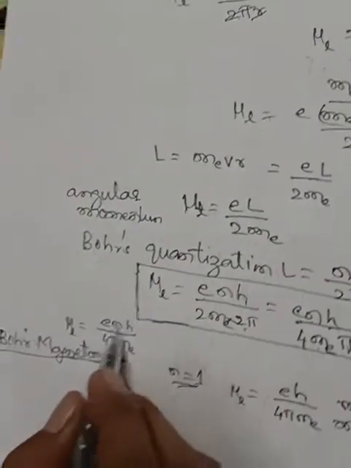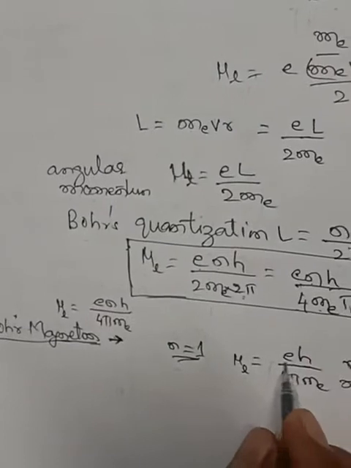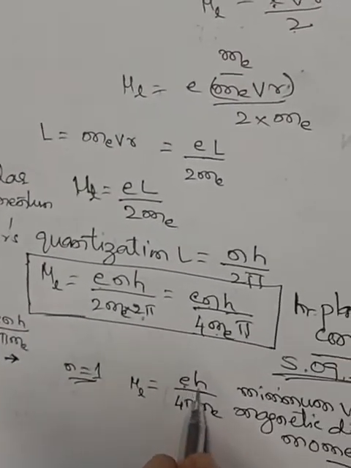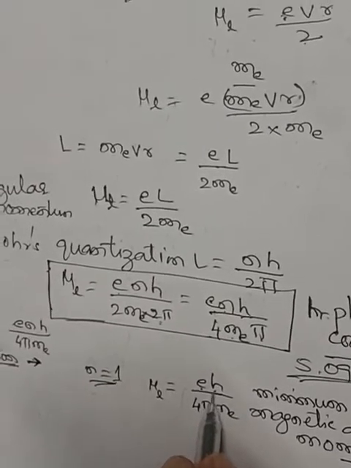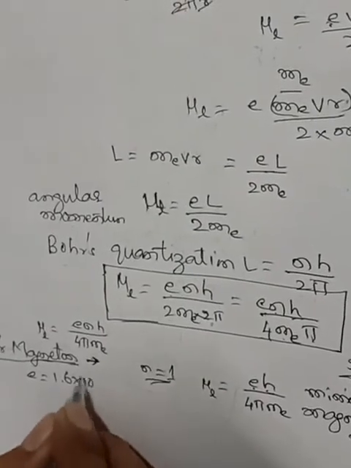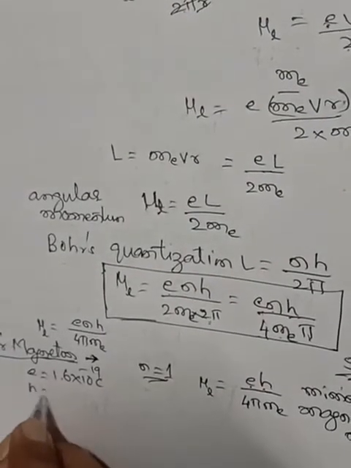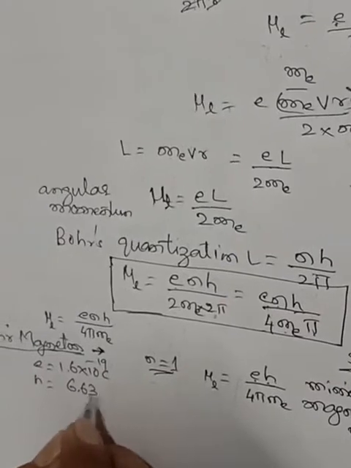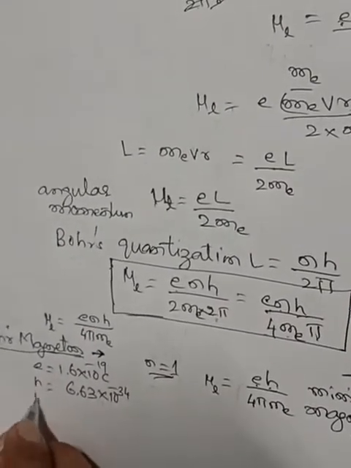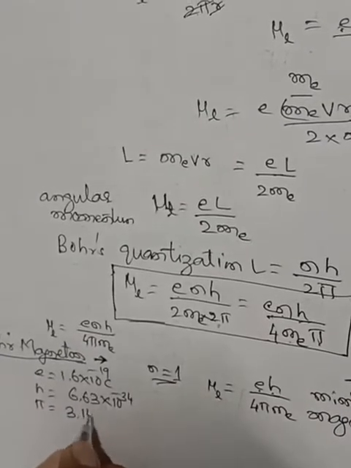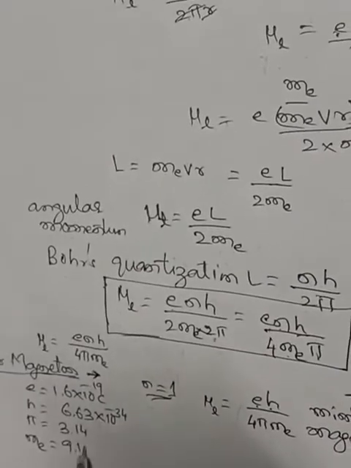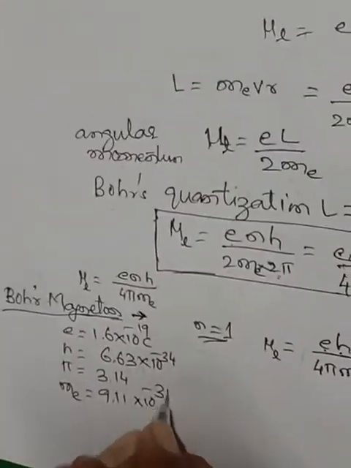Later on what is done? Now if you see this equation, e means charge on electron. What is h? h means Planck's constant. The e value we know, e is equal to 1.6 into 10 to the power of minus 19 coulomb. h is 6.63 into 10 to the power of minus 34. Then pi value we know, 3.14. What is me? Mass of electron is 9.11 into 10 to the power of minus 31.